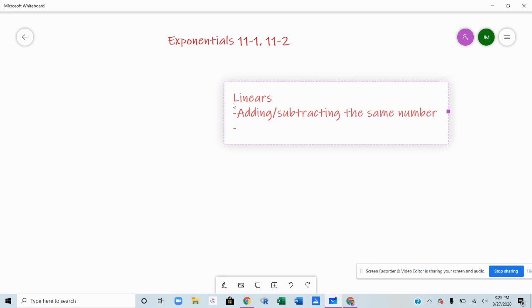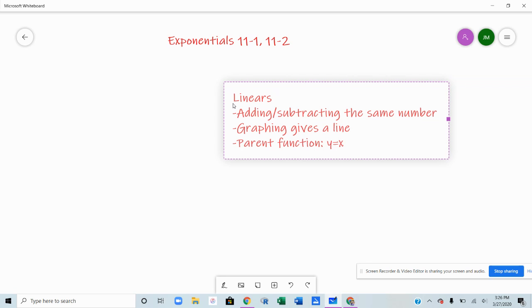With linears, when you graph, you get a line. Graphing gives you a line. You saw your diagonals going in positive or negative directions. Remember, you also saw horizontal and vertical lines, your y equals or x equals equations. Your parent function was just simply y equals x. And then from that, you have your different transformations that you could do. You change your slope, you change your y-intercept to change that equation.